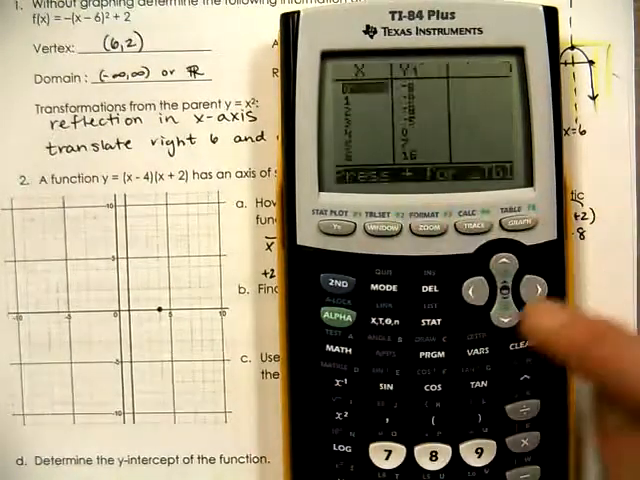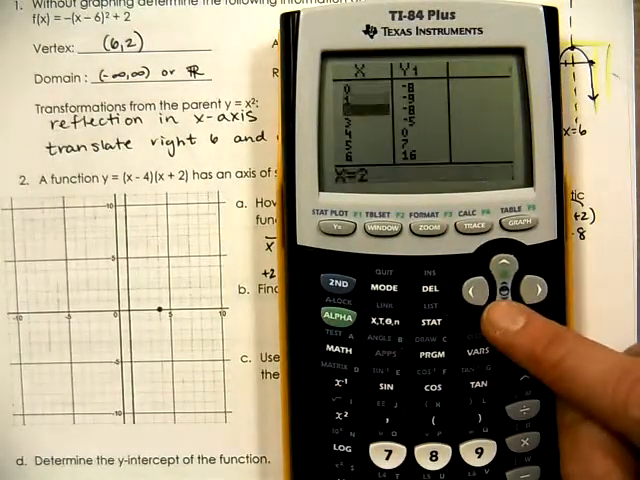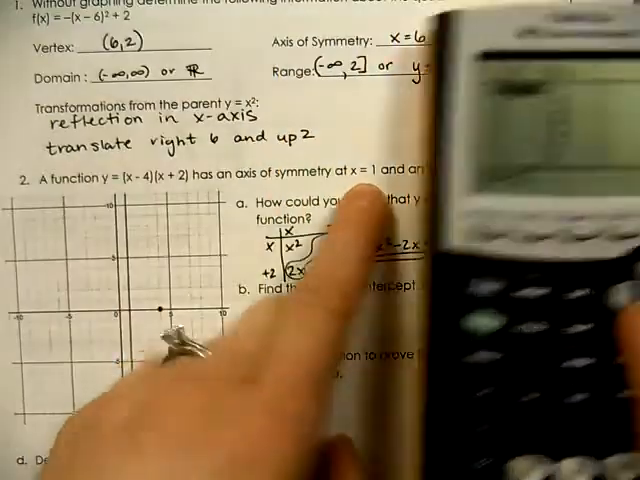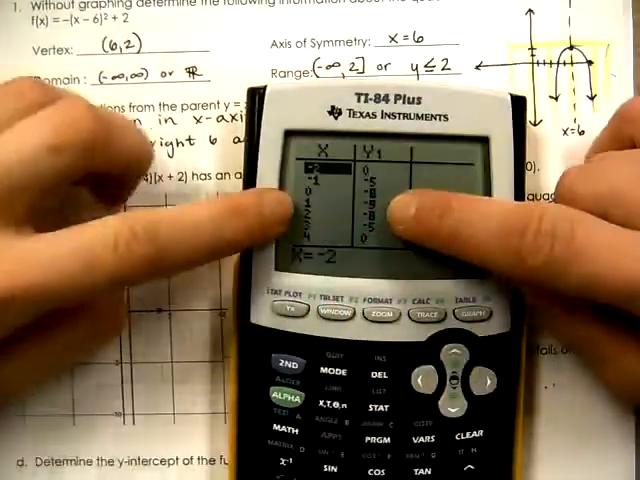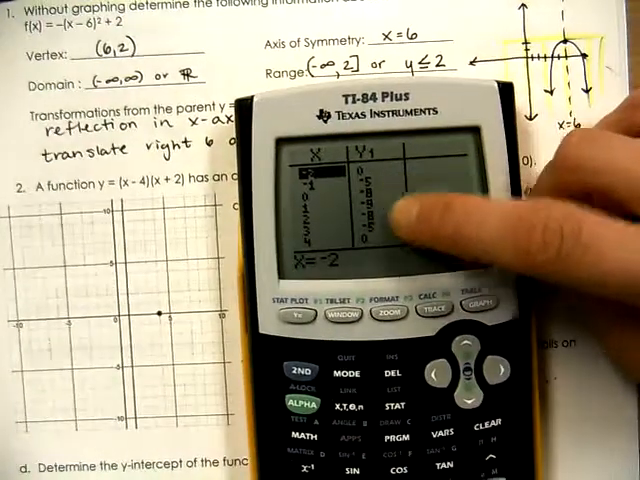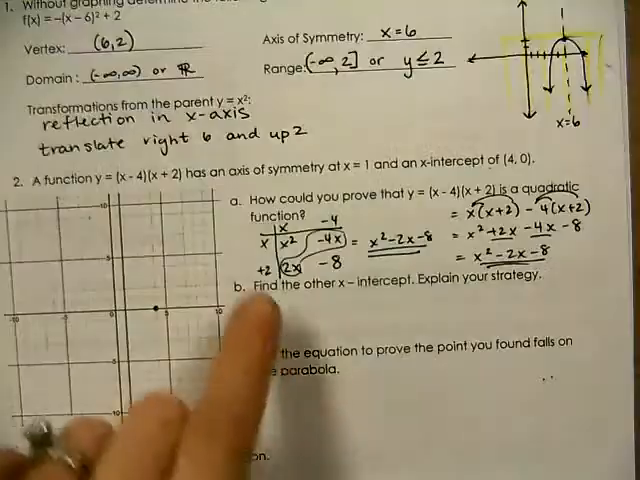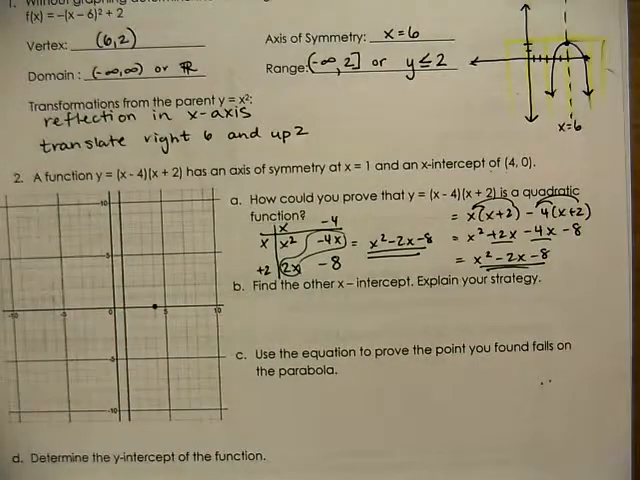Or look at your table. Your table, what we see is if I scroll up here, it tells me it has an axis of symmetry at x equals 1. So let's go to where x is 1. Look at that vertex right there. You got the symmetry on either side. So you could also explain using the table in the graphing calculator. So lots of different ways to verify that this is a quadratic function.